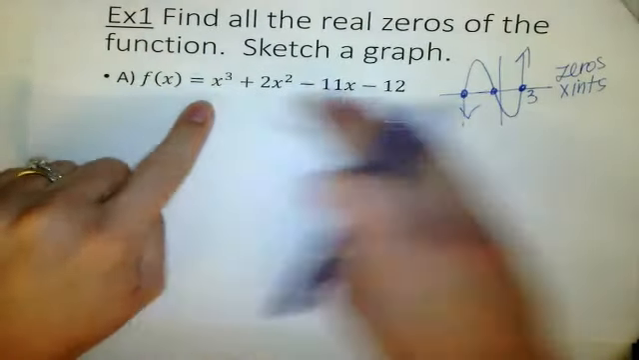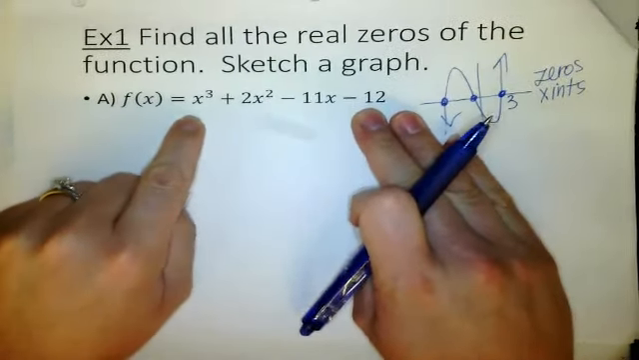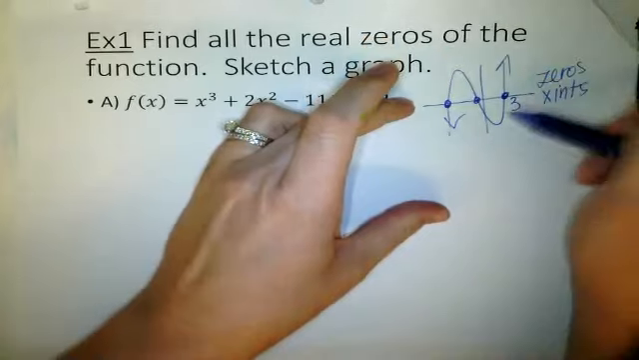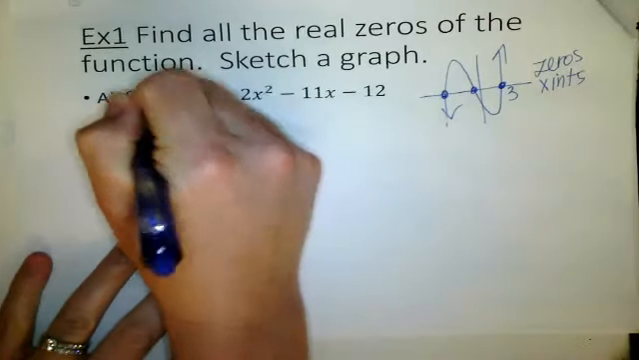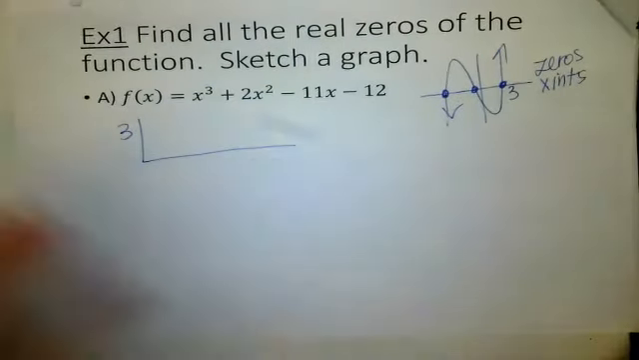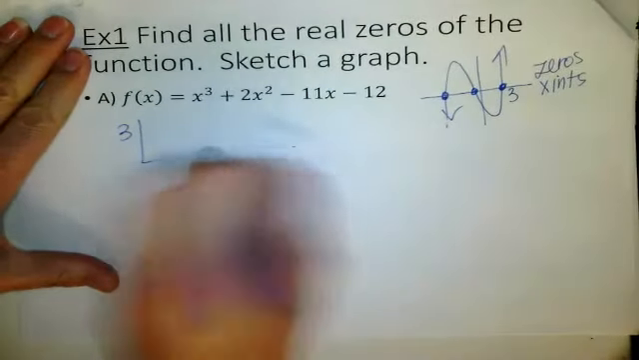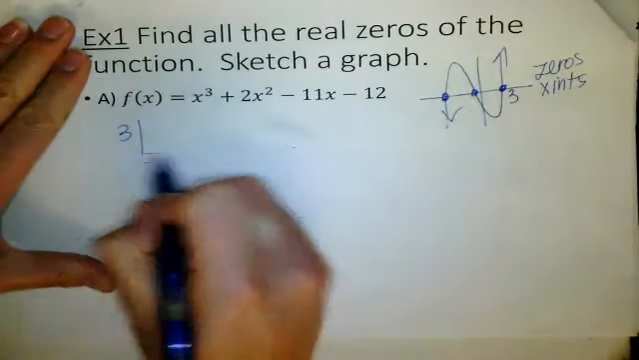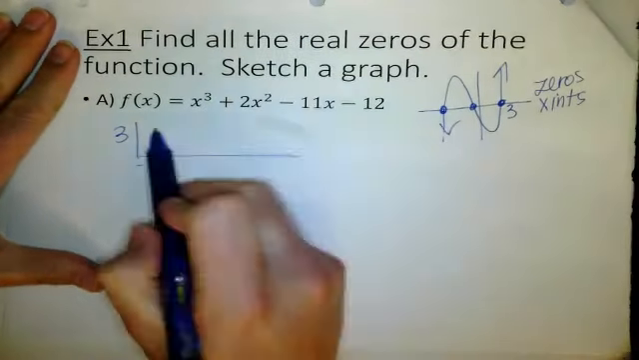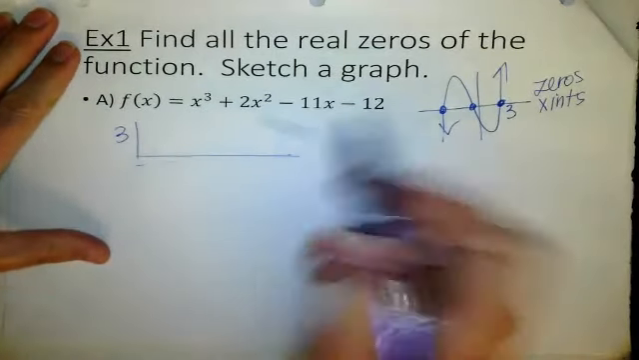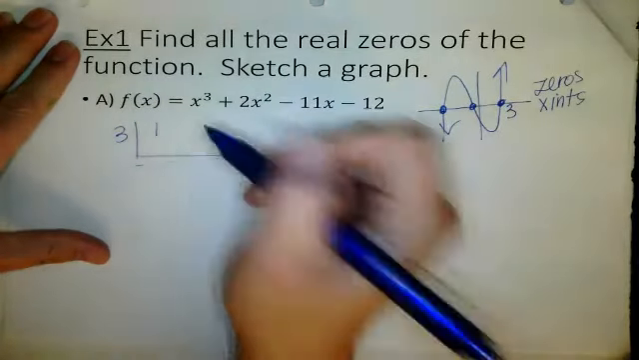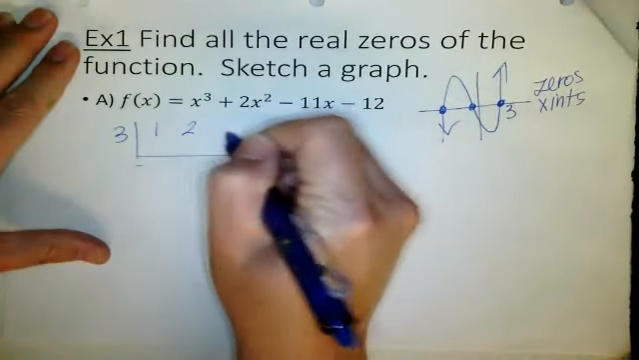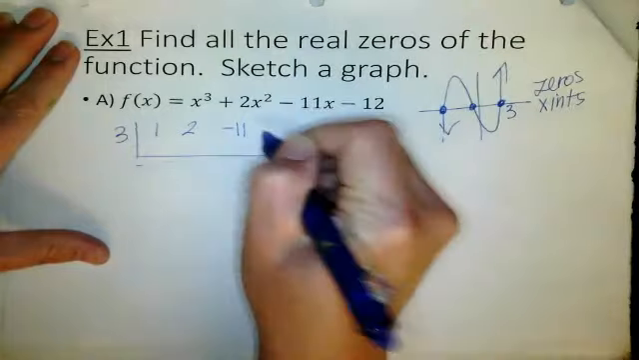Your job is to type in your polynomial into your calculator, make a quick sketch, and pick one. Pick an x-intercept, and now we're going to use that x-intercept in synthetic division. Okay. There we go. So what goes along the top for synthetic division? 1, then 2, and -11, and -12.